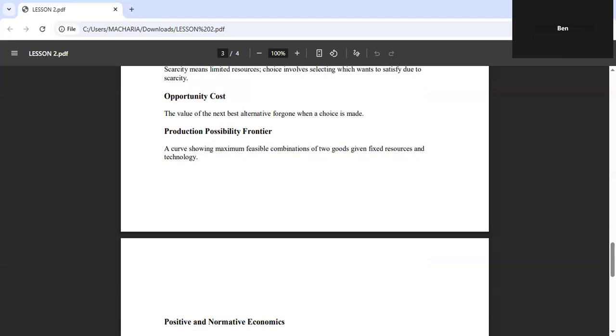On the production possibility frontier, I've said that this is brought in by the fact that items are scarce and you need to make choices. Then the choices will depend on the environment or the condition at that particular time. I gave an example. If a country is at war, buying guns becomes more essential than buying food. If a country is in peace, buying food becomes more essential than buying guns. So it brings what we call the production possibility frontier. A curve showing the maximum possible combinations of two goods given fixed resources and technology.